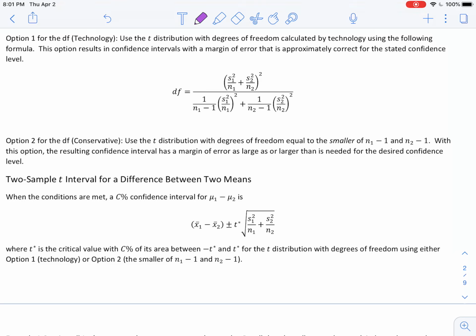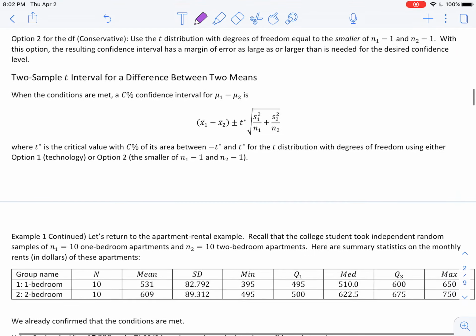The other option is basically taking the more conservative option. If you're using the t-distribution, you can use the degrees of freedom equal to whichever is smaller: your first sample size minus 1 or your second sample size minus 1. Now, if the sample sizes are the same, then you're just going to use that sample size minus 1. Otherwise, use the smaller of the two. So this is the more conservative option. It will end up having a confidence interval with a margin of error that is as large or possibly larger than what's needed to have the capture rate that you're wanting. But it's sometimes an option just because the formula is gross.